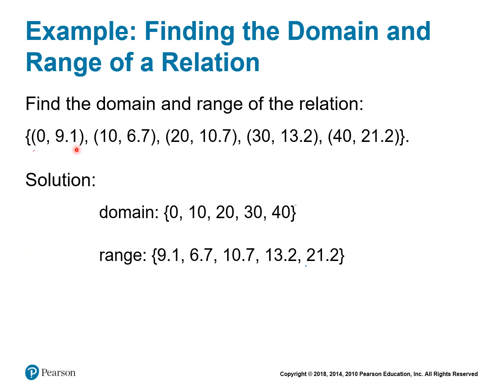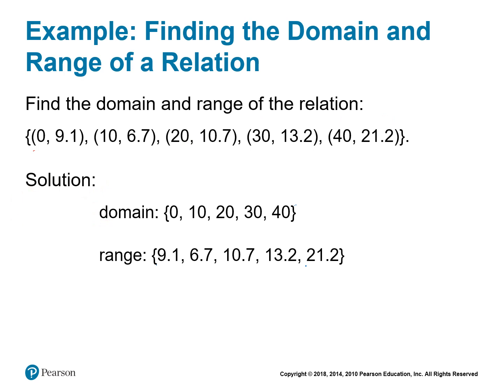So this is an example on how to find the domain and the range of a relation from a set of ordered pairs. So here we have 1, 2, 3, 4, 5 ordered pairs. A set is always encapsulated in curly brackets. As you see, these are ordered pairs surrounded by round brackets, but then the whole set of ordered pairs is surrounded by curly brackets. So the question is, find the domain and range of the relation.